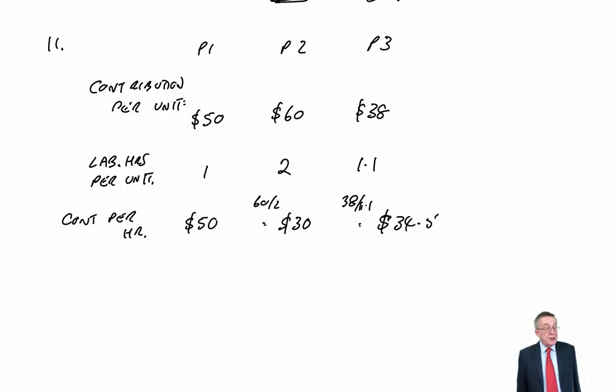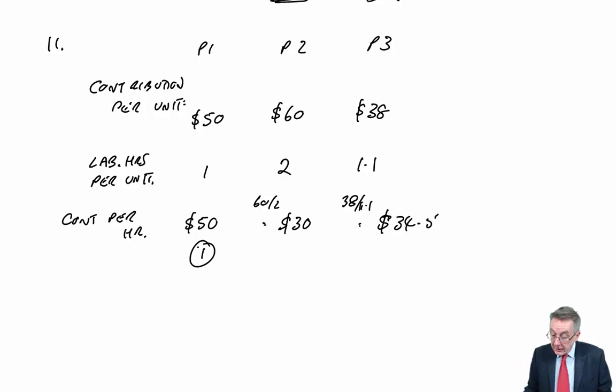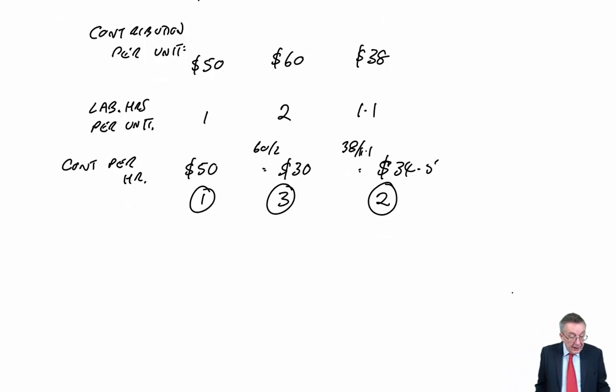It says, what order should they be manufactured in? Well, you always go for the one giving the greatest contribution per hour. So P1 is best. You would make as many as you could of P1. But once you'd reached maximum demand, if you still had hours left, you'd go to the next best, which is P3. And once you'd exhausted that, you'd go to the next best, which is P2. So there's the order. P1 is first, P3 is second, P2 is third, so the answer is C.